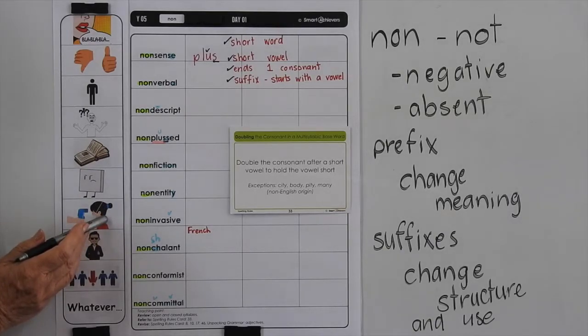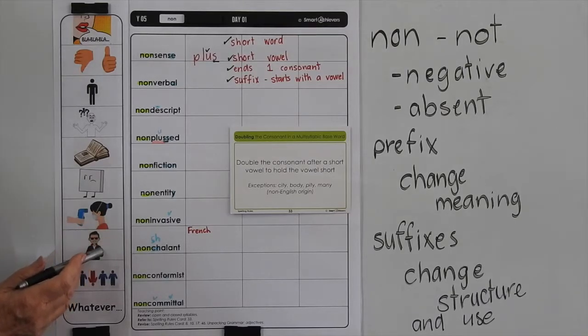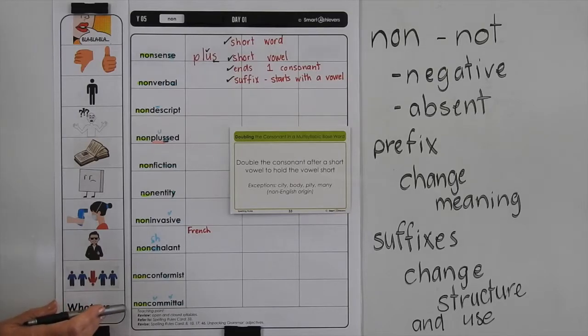Non-invasive means describing a medical procedure that is external. Nonchalant is an adjective and it means feeling or appearing casually calm and relaxed. Nonconformist means someone who disagrees with mainstream customs or ideas. And non-committal means not expressing either agreement or disagreement.